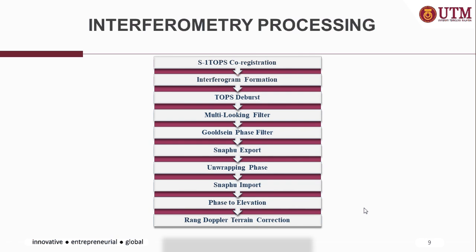The processing for interferometry appears in this figure. It starts with the co-registration of both the master and slave images for the study area. After that, the processing continues until range Doppler terrain correction to create an accurate digital elevation model.